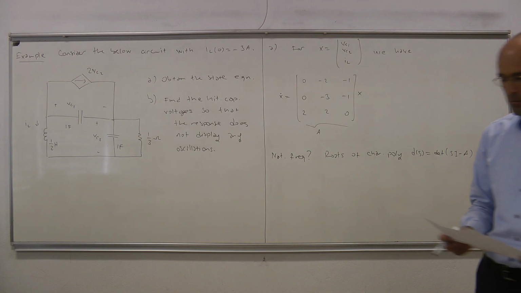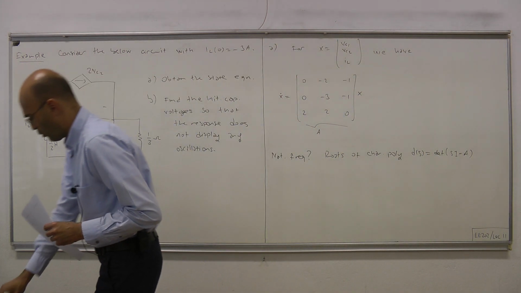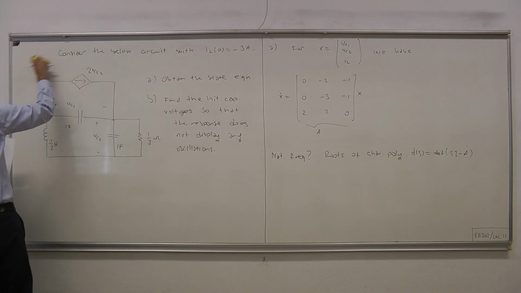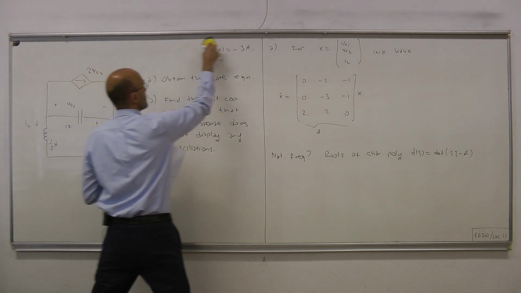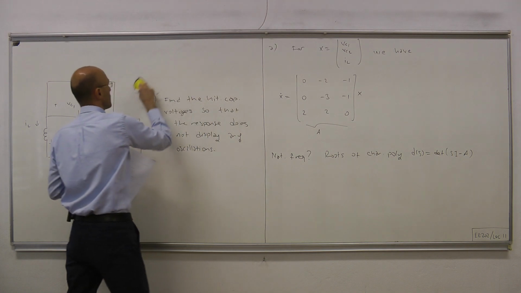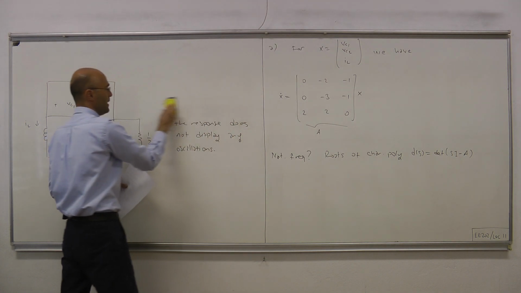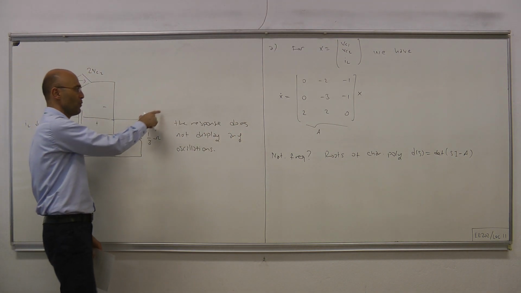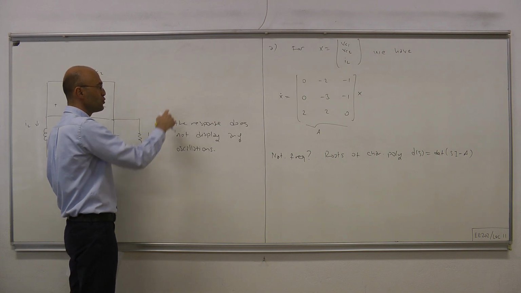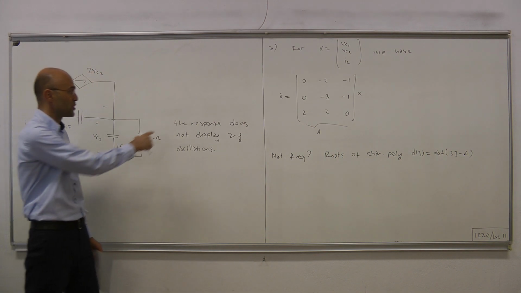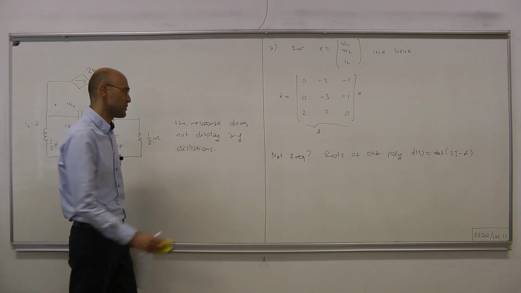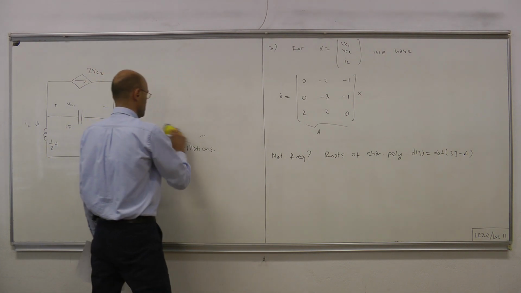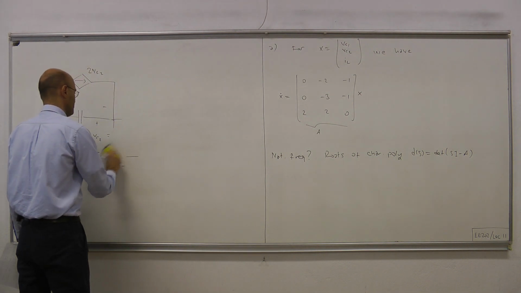Now, let's quickly compute that characteristic polynomial from which we can extract the natural frequency information. And then, once we have that information, what we're asked in part B, that is, choose the initial condition so that the response does not display any oscillations, will become more meaningful.